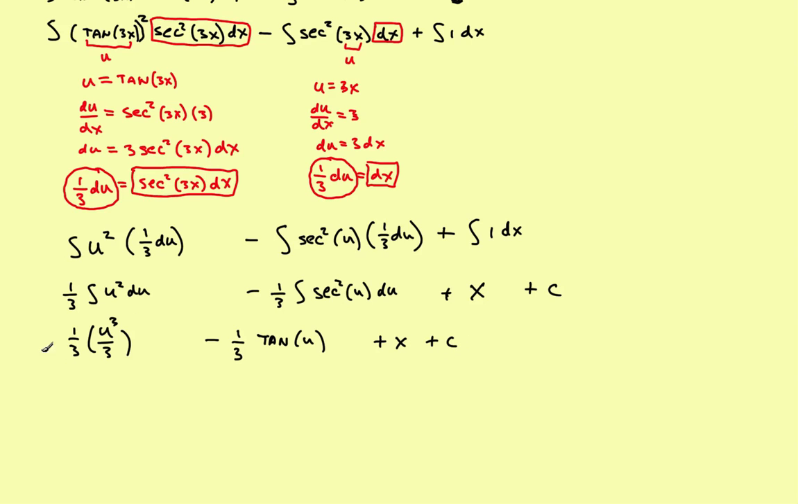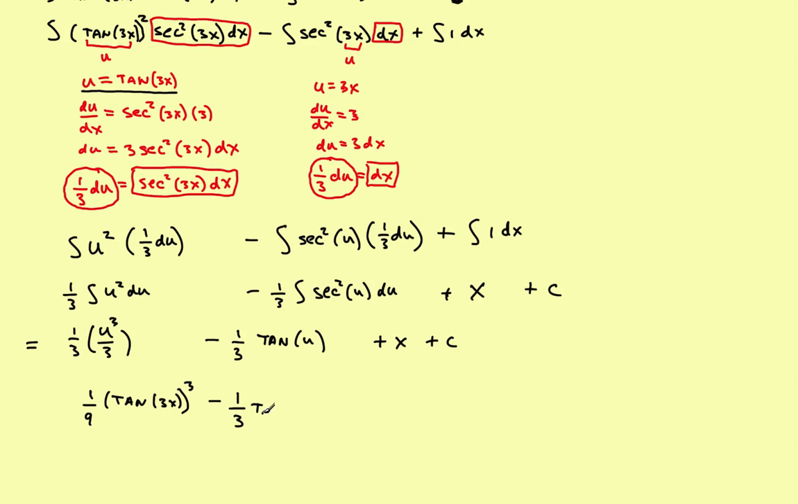And finally, the very last step now is to just go ahead and replace the u's with x's. So the final answer, you can put these two together, and you would have 1/9. And in place of u, put what u is equal to. And on this problem, u is equal to the tangent of 3x. So this will be the tangent of 3x cubed.